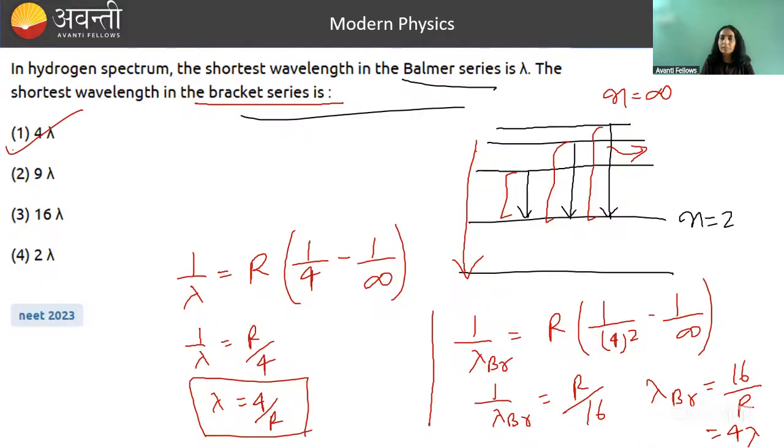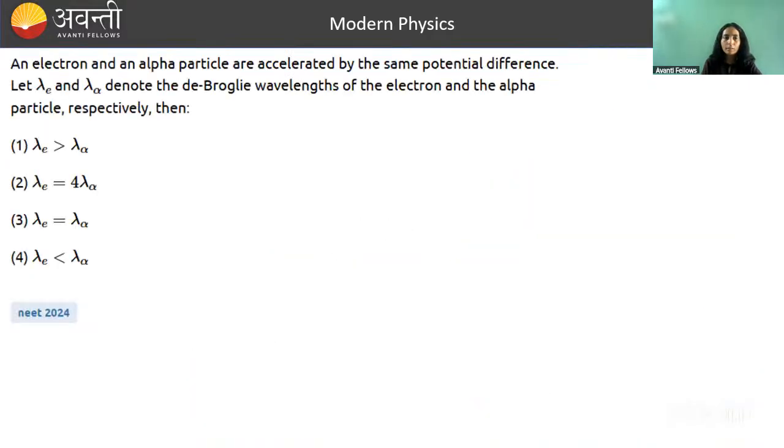Whenever you are asked shortest wavelength, go for n initial equal to infinity. Whenever you are asked for the longest wavelength, go for the nearest transition. I mean Balmer series के लिए nearest transition क्या है? 3 से 2. Done it. And in Lyman series, if you talk about nearest transition, then it is for n equal to 2 to 1. So this will give you the longest wavelength and so on. Done it. So this is done.